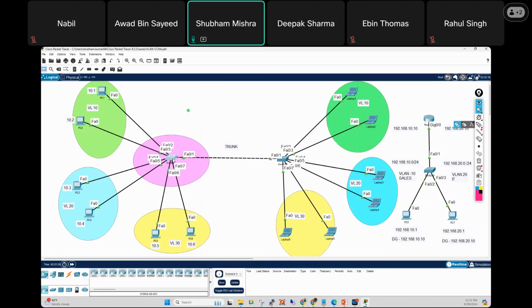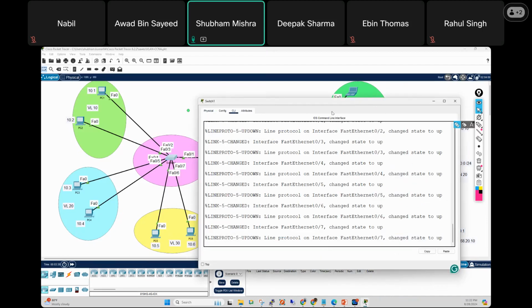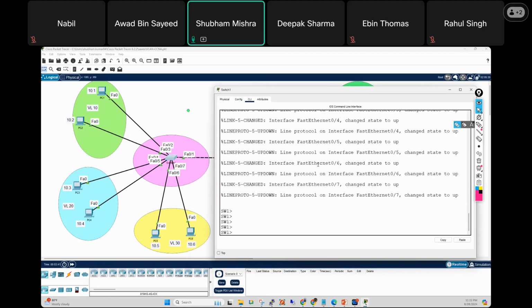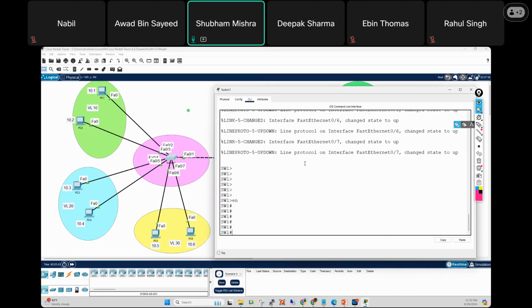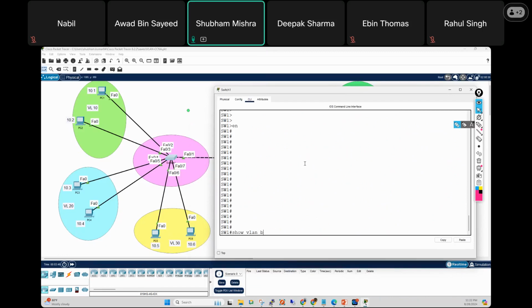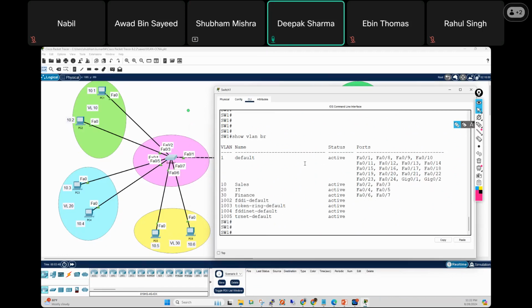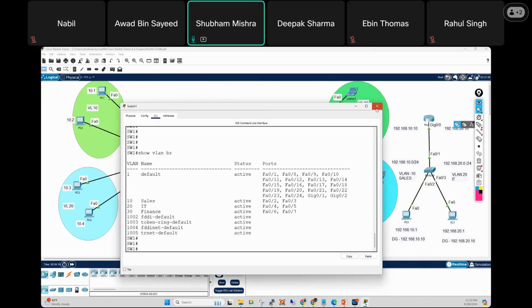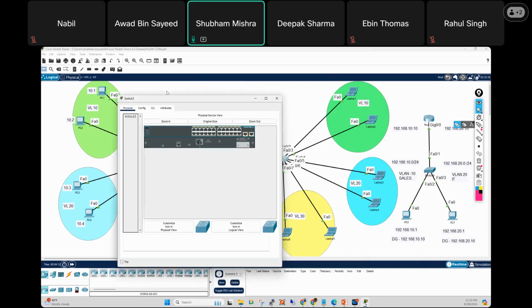Now on this switch, I think previously we already configured the VLANs also. Let me check. This is switch number 1. What is the command? Show VLAN brief. So VLAN numbers 10, 20 and 30 are configured. Ports 0/2 and 0/3 are part of VLAN number 10. Then 4 and 5 are part of VLAN number 20, the IT department. And 0/6 and 0/7 are part of the Finance team, VLAN 30. This is what we did on switch number 1. Now come to switch number 2.